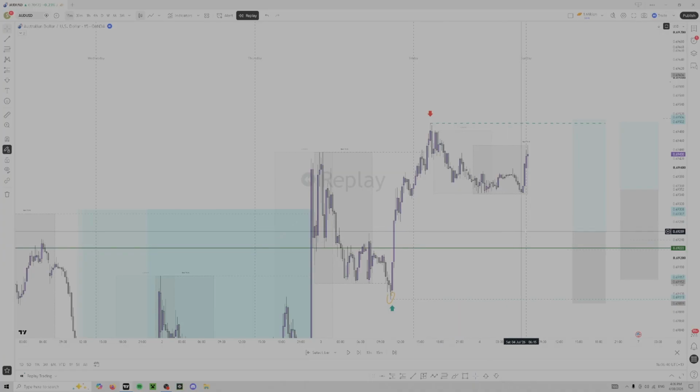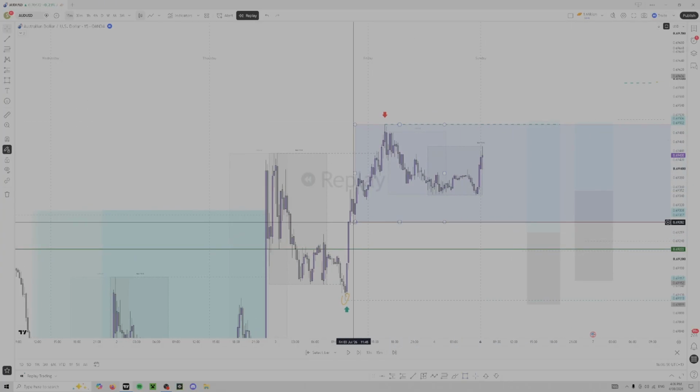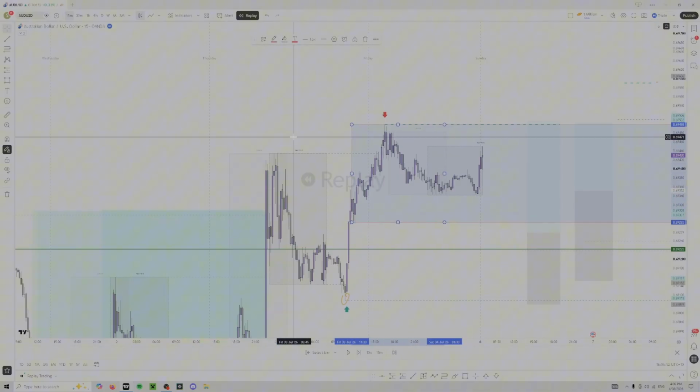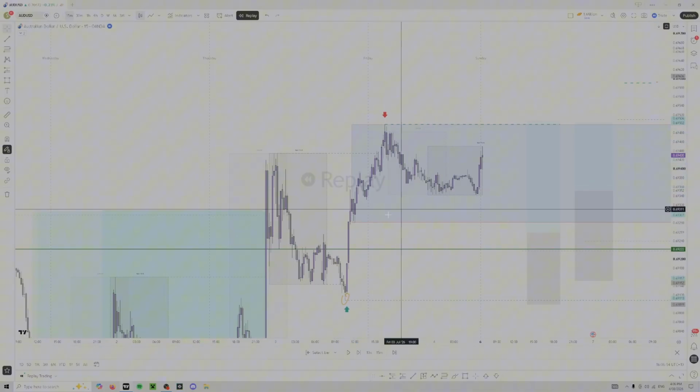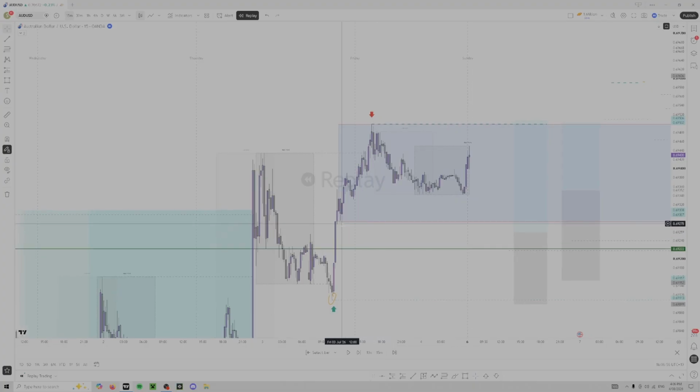So you can see we have this range. It is a range. Support, resistance everywhere. There's a lot going on. But underneath this range, there's these clean imbalances, commonly known as fair value gaps. People love trading off of them.